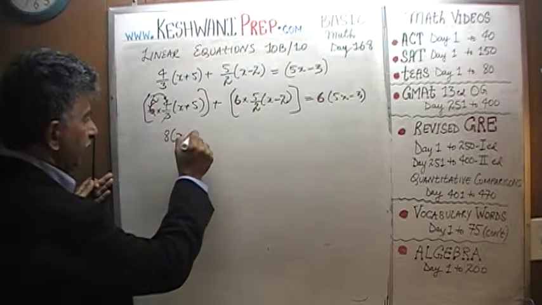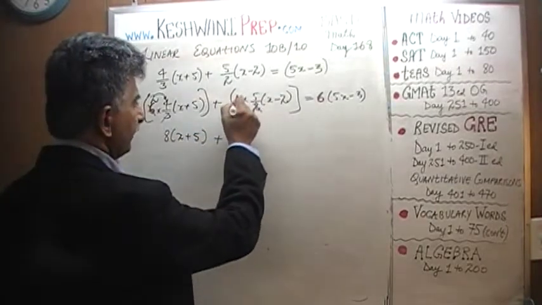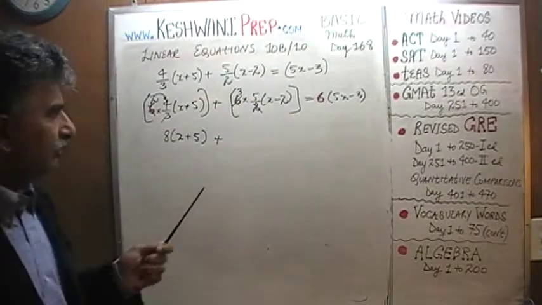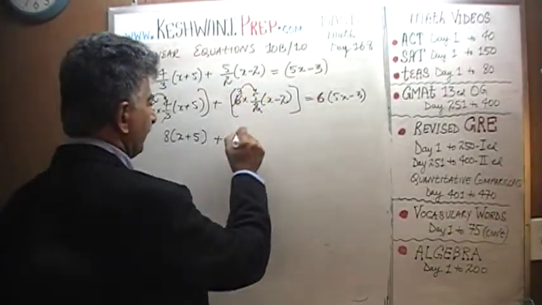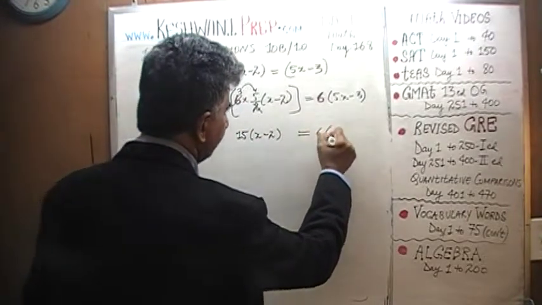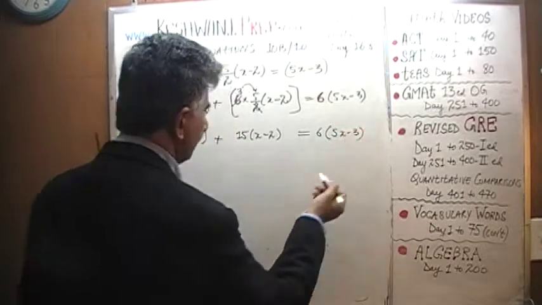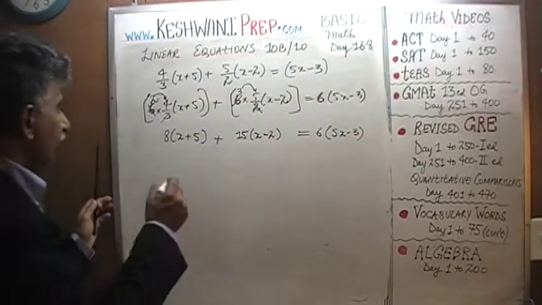So we end up with 8 times x plus 5 plus, here we have 2 at the bottom, we have 6 at the top. Divide top and bottom by 2 and we end up with 3 on the top and the 2 goes away. And 3 times 5 is going to give us 15 x minus 2 equals 6 times 5x minus 3. The rest is very simple. The rest is just a matter of opening the parenthesis and solving it out.